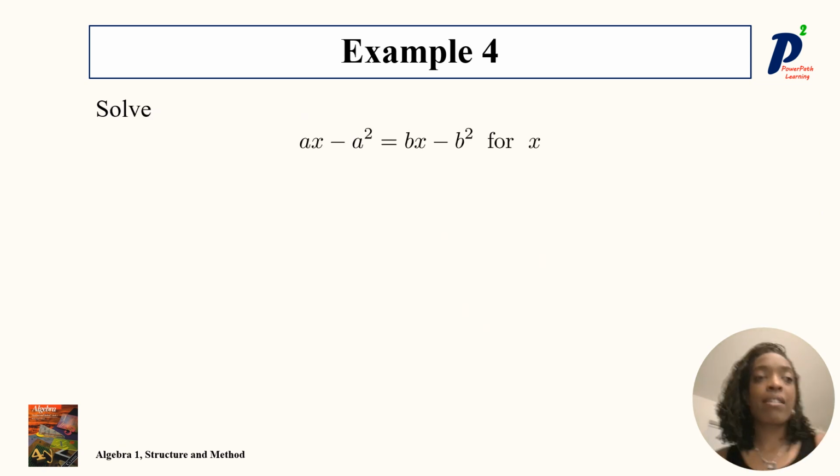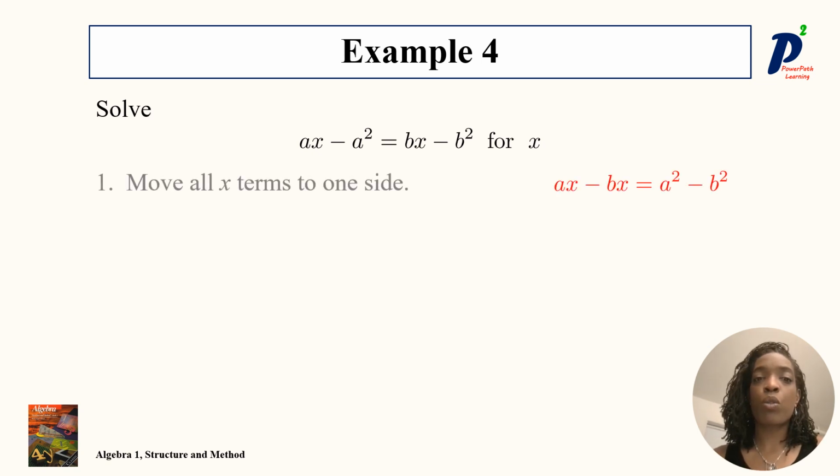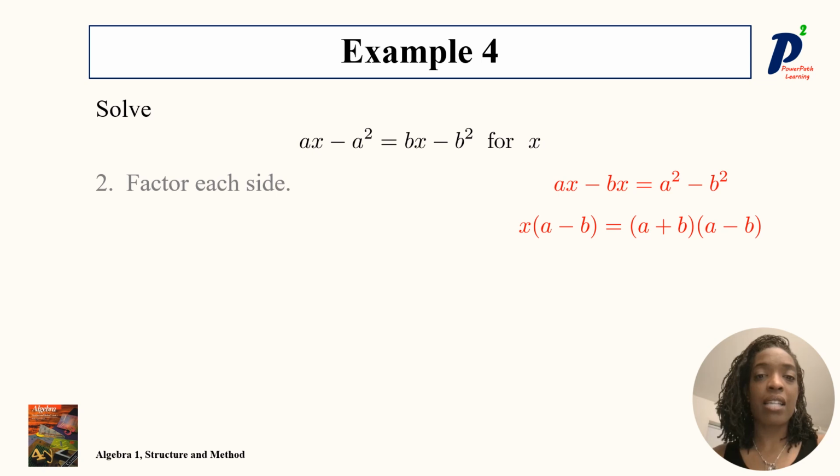Final example: solve ax minus a squared equals bx minus b squared for x. Looks complicated? Totally not. First, I move all x terms to one side. I can do this by adding a squared to both sides and subtracting bx from both sides. Next, I factor each side. My GCF on the left-hand side is x. On the right-hand side, I use the difference of squares.